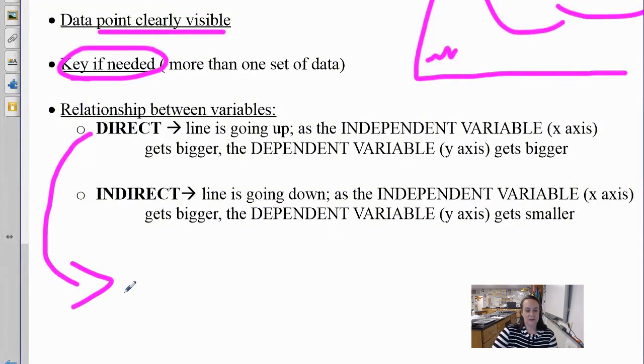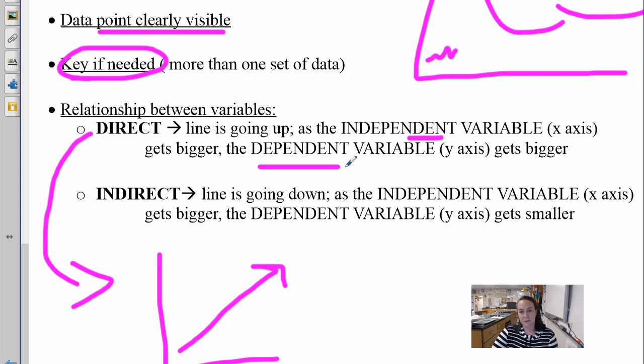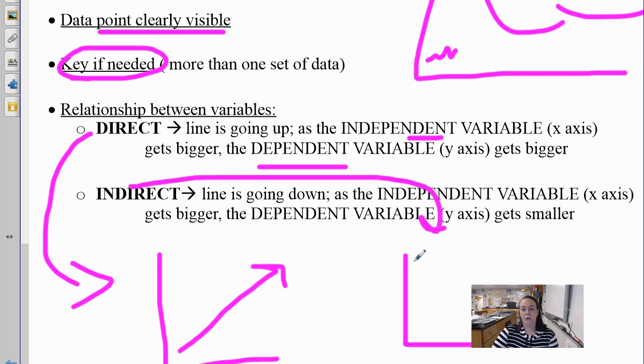Okay. And then last thing to talk about, a direct or an indirect relationship. So maybe I would draw this here and then draw myself a little graph. In a direct relationship, the line goes up. Okay. As the independent variable gets bigger, also the dependent variable gets bigger. In an indirect relationship, the line actually goes down. Okay. And so as the independent variable gets bigger, the dependent variable gets smaller. So this is direct, and this is indirect.